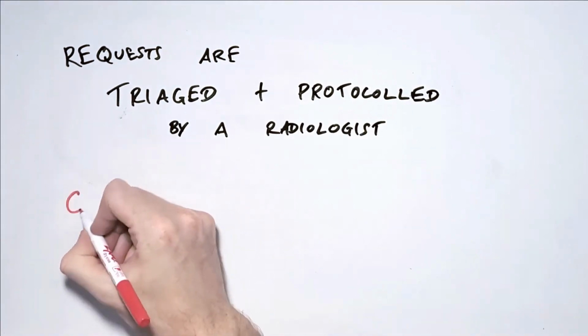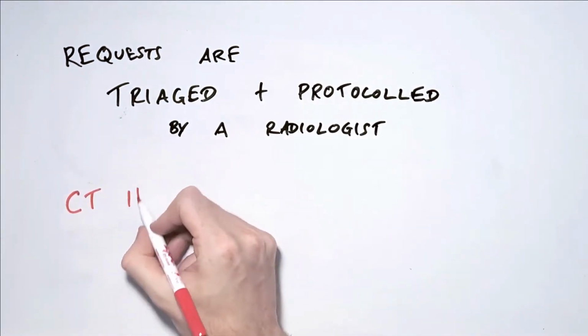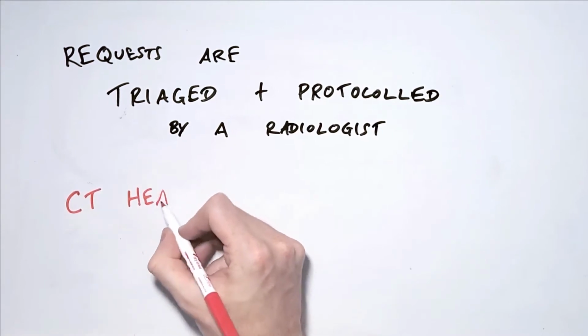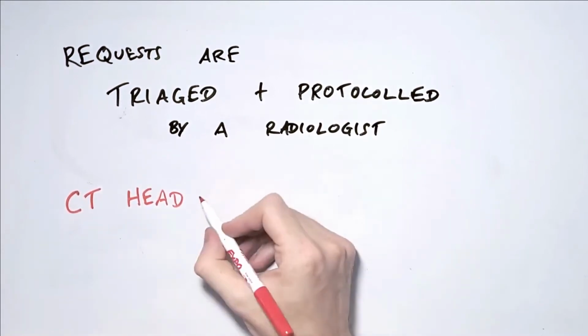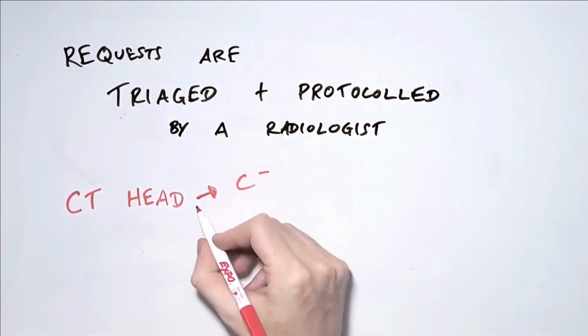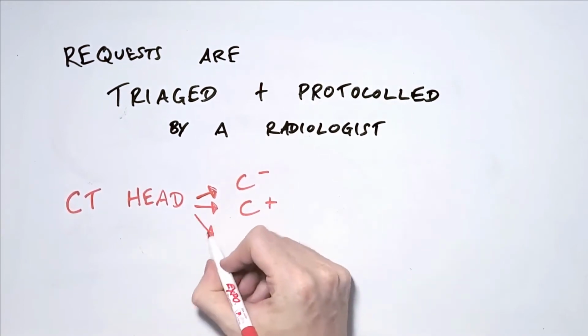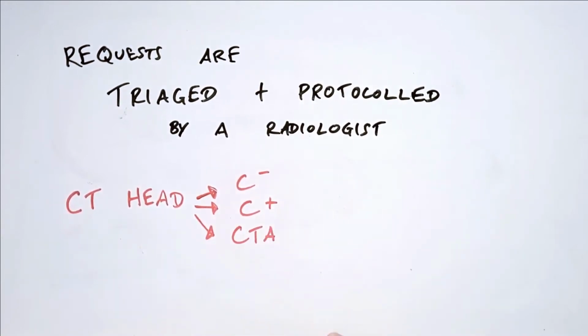In this example, the word CT head will generally mean a CT scan of the brain, but based on the indication and the clinical information provided, the radiologist may code this as a CT brain without contrast or a CT brain with contrast, or maybe a CT angiogram of the brain or a CT venogram or a CT scan of the temporal bones or the orbits or something more specific.